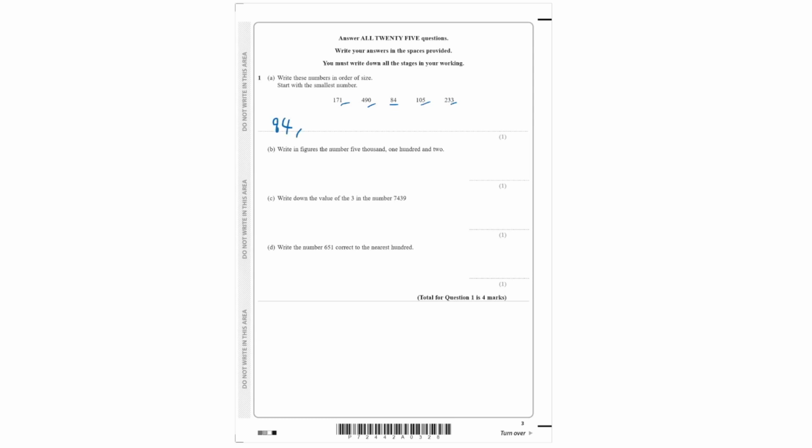Then of the 3-digit numbers, we can see we have 100, 100, 200, 400. So we start with 100, we have 171 and 105, 105 being smaller, then 171, then 233, and 490.